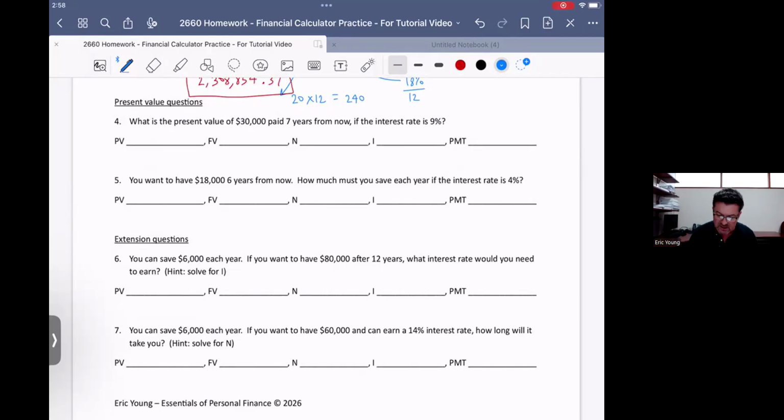So I love these present value questions. To me, they're more valuable than future value questions because these are really tied to action. What do I do right now? How do I start? What launches me? Okay, let's jump into it.